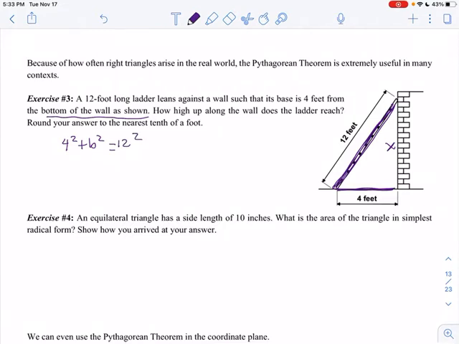The hypotenuse needs to be by itself. That's my c. 4 squared is 16. 12 squared is 144. Then I'm trying to solve for b, so I'm going to subtract 16 and I get 128. So b squared is 128, and b is the square root of 128. I just want to find it to the nearest tenth, so I don't need to worry about simplifying it. I just do it right in my calculator, so that's the easiest thing to do. It's 11.3 feet high.